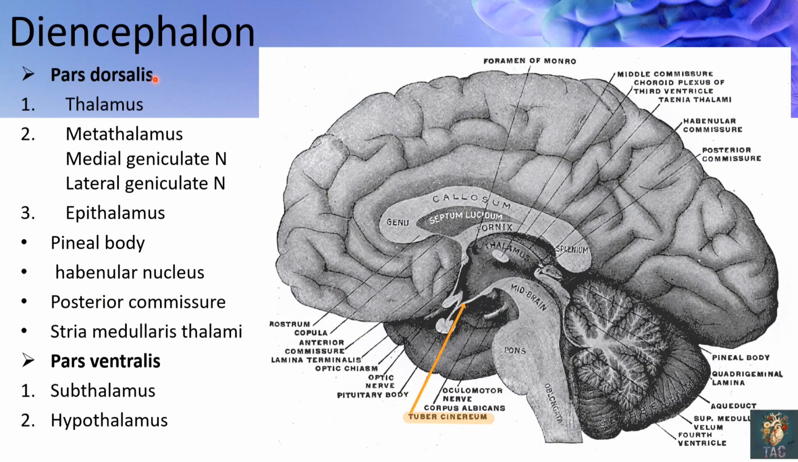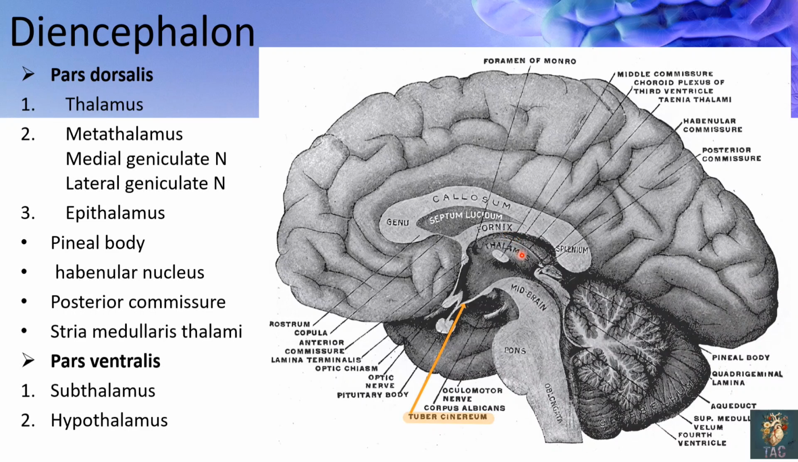So first of all, the diencephalon. The diencephalon consists basically of two parts, that is the pars dorsalis and the pars ventralis. So pars dorsalis in turn consists of the thalamus, the metathalamus in which the medial and lateral geniculate bodies are included, and the epithalamus which includes the pineal body, the habenular nucleus, the posterior commissure and the stria medullaris thalami.